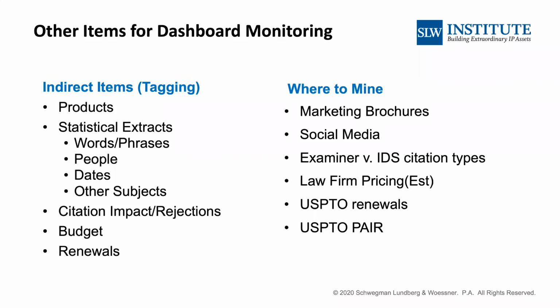Some clients I work with, we look at marketing brochures and social media to find evidence of use, and then mark those in a dashboard. We're looking at citations or rejections. A 102 rejection against another competitor is another way to start to tag a group of patents that have had a significant impact on a competitor, even in the prosecution process. Also, tagging items by budget.